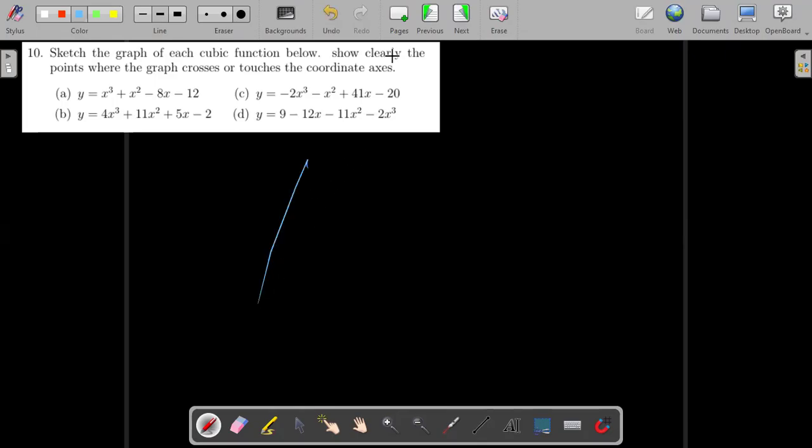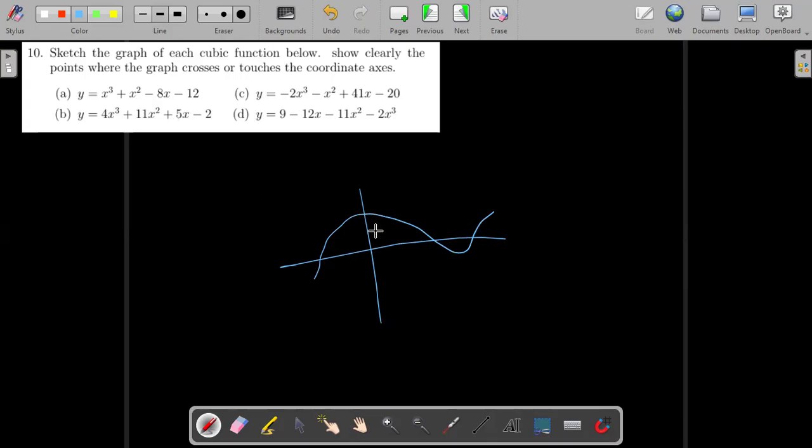So the cubic function will be of the form, just a minute, to get this straight. A cubic function is going to be of the form like that and like that.